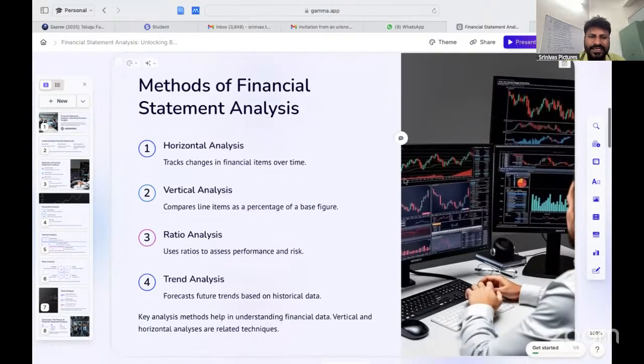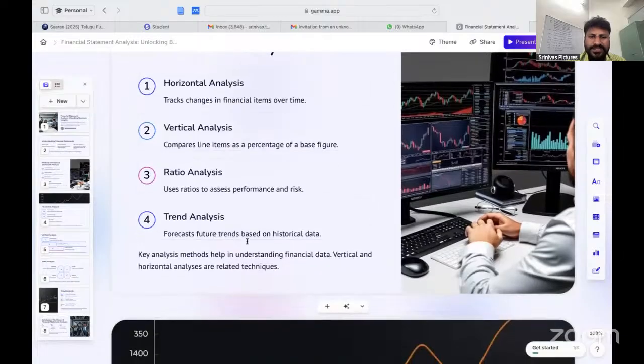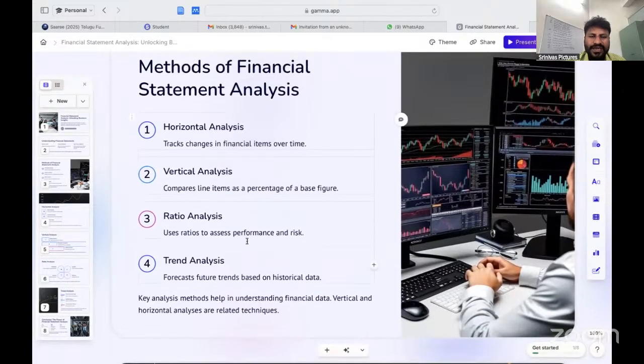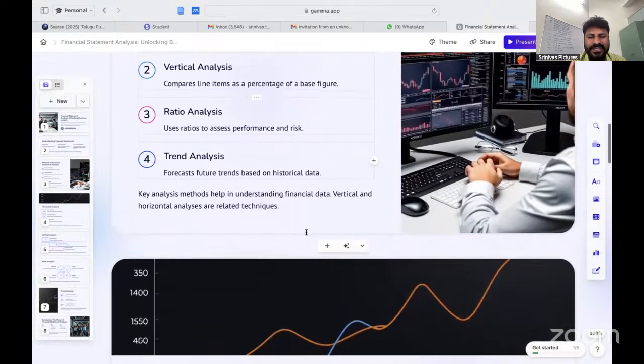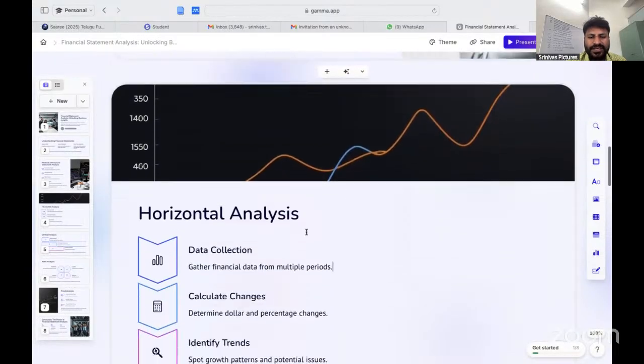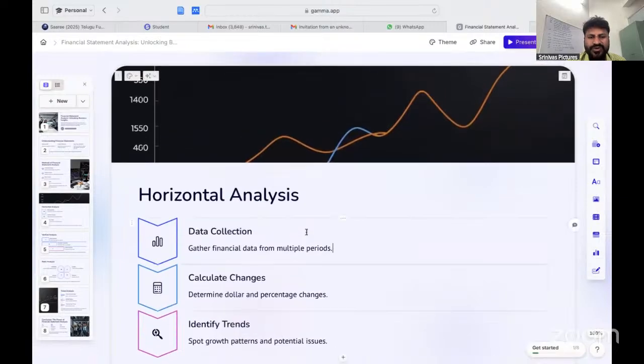Methods. Generally, we analyze financial statements using horizontal analysis, vertical analysis, ratio analysis, and trend analysis. What is the meaning of horizontal analysis? Horizontal analysis tracks changes in financial items. Vertical analysis compares line items as a percentage of a base figure. Ratio analysis assesses performance and risks, and trend analysis forecasts future trends. Here I have given some examples to understand that.